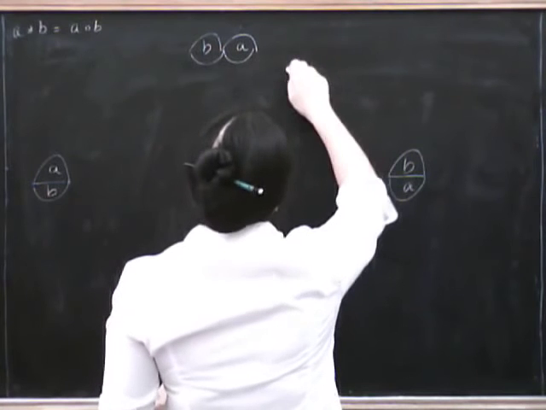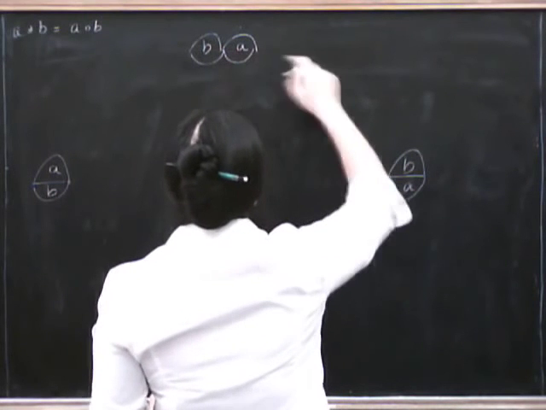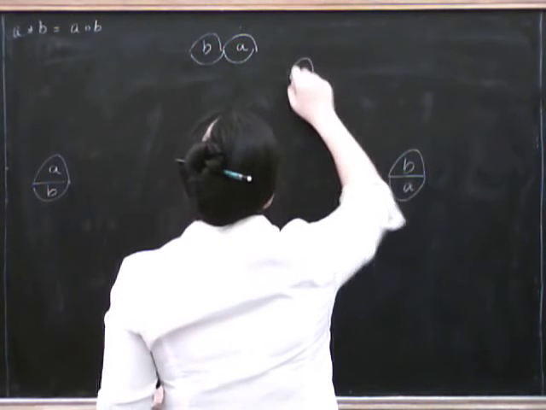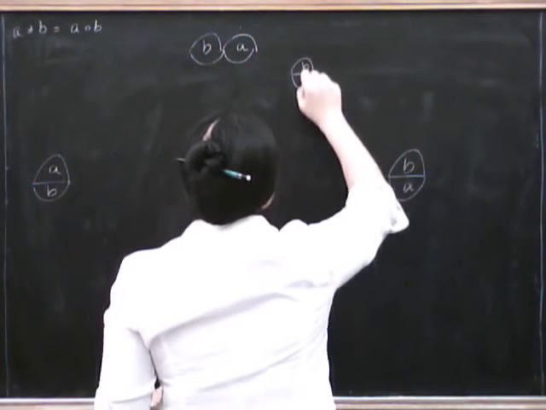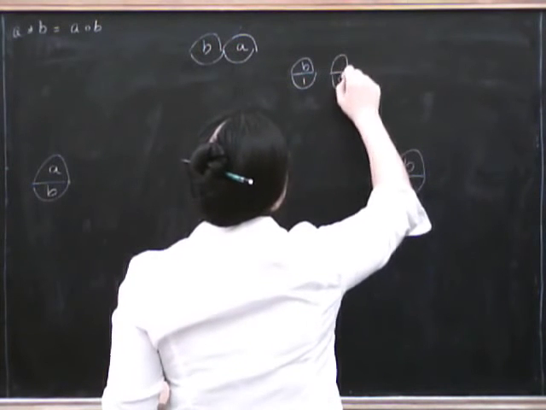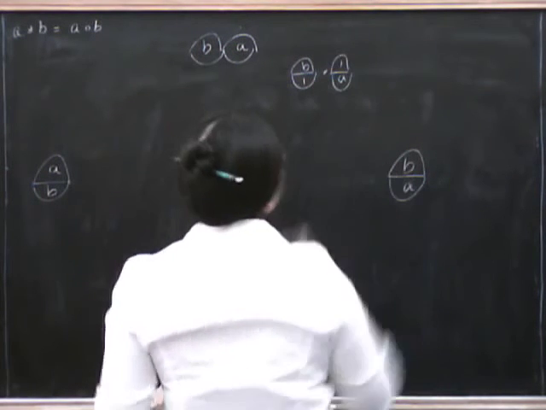So there's 12 o'clock. At 1 o'clock, what we're going to do is we're going to insert some units. So B is the same as 1 circle B, and A is the same as A circle 1. So we're going to do that.